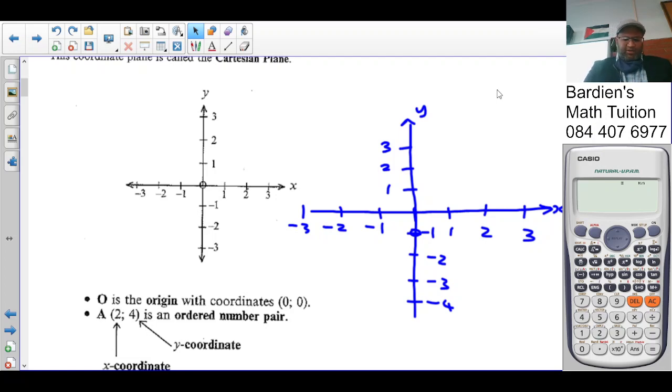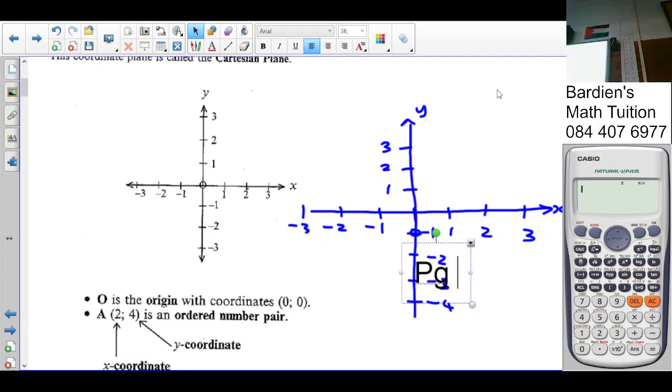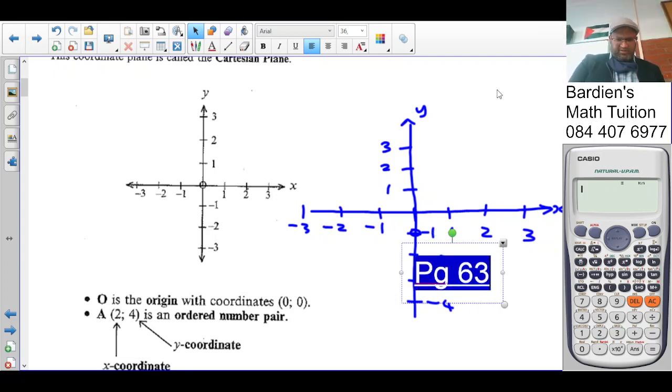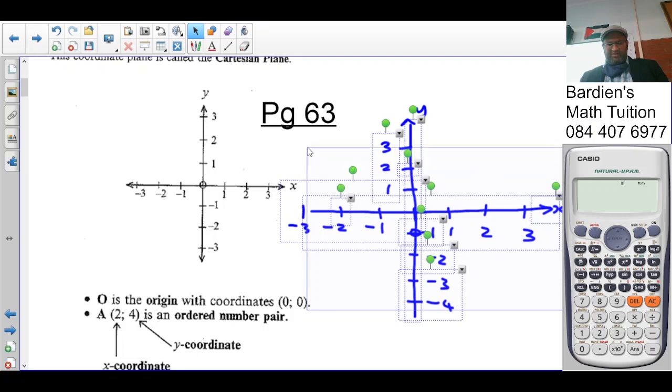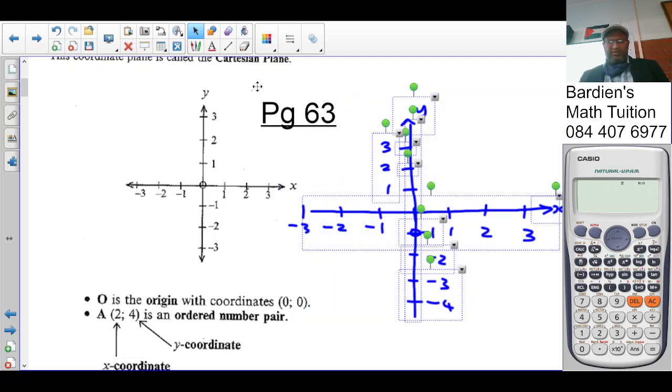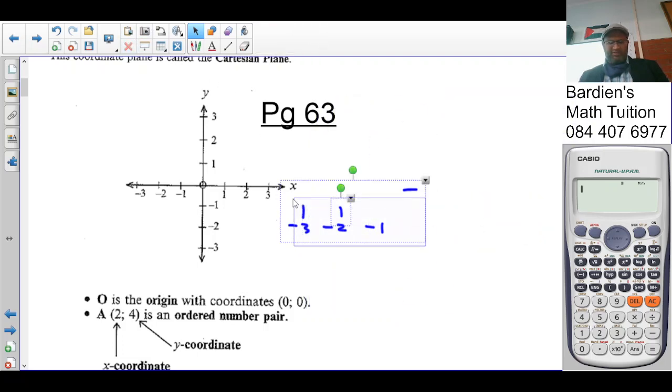This is on page what in the book? Don't have the book open it. This is on page. It was on page 63. Okay. Okay, you all got this thing in your books now, right?